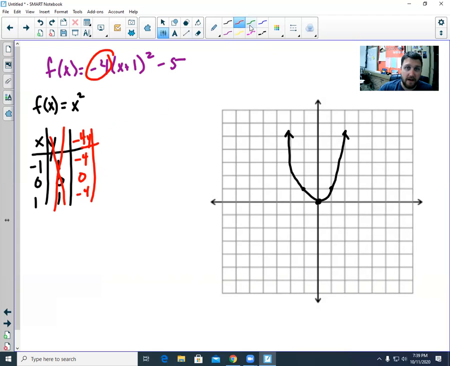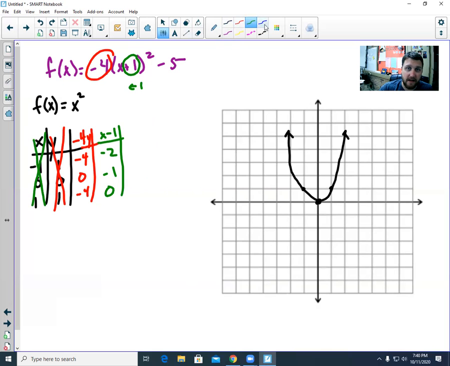Okay? Now, if I continue working left to right, this thing right here is going to shift my graph left 1 unit. Since it shifts my graph left 1 unit, that means it deals with the x's. Left means -1. So I'm going to take my x column and subtract 1 from it. -1 minus 1 is -2. 0 minus 1 is -1. And 1 minus 1 is 0. This will take care of this column.